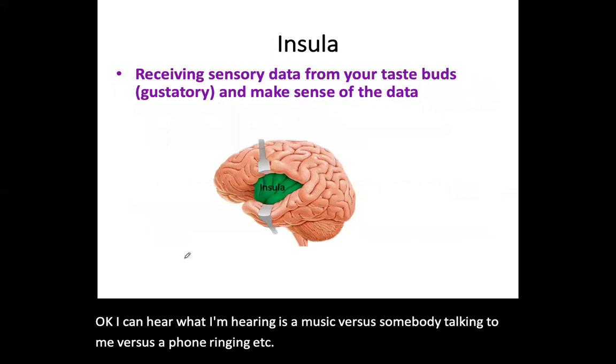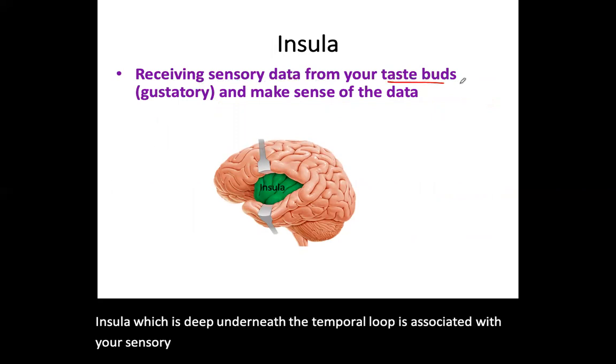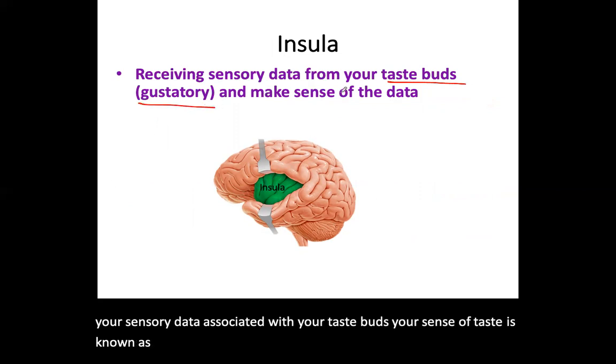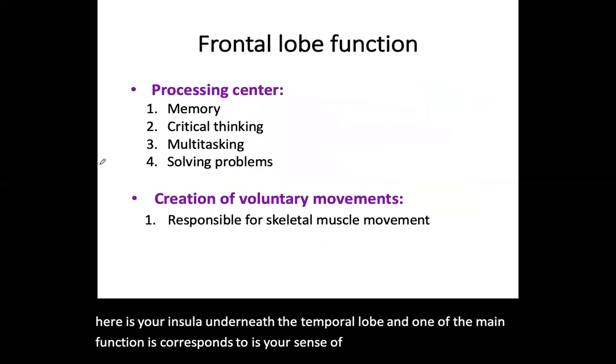Insula, which is deep underneath the temporal lobe, is associated with sensory data from your taste buds. Your sense of taste is known as gustatory, and then again, making sense of that data. So here is your insula underneath the temporal lobe, and one of the main functions it corresponds to is your sense of taste, or gustatory.